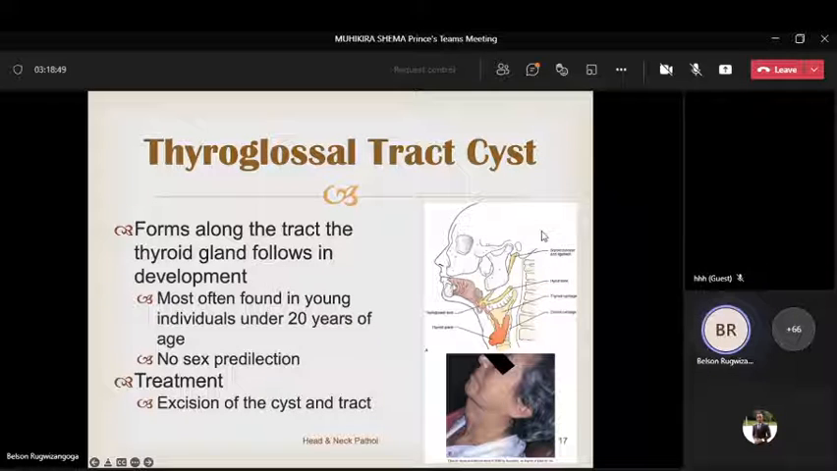It is most often found in individuals under 20 years of age. There is no sex predilection, meaning that both sexes are equally affected. Treatment will also be excision.